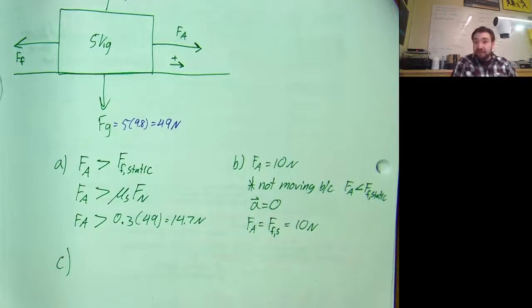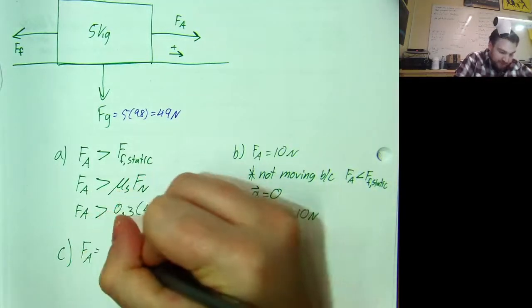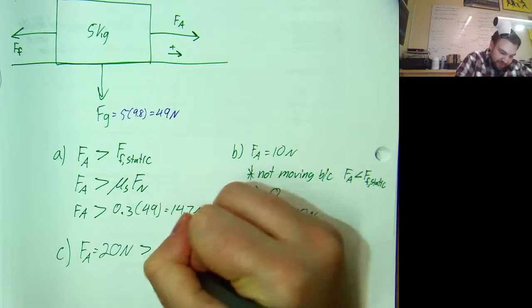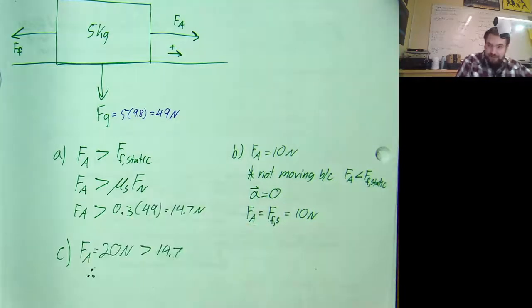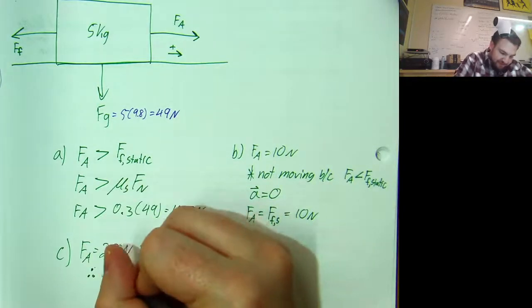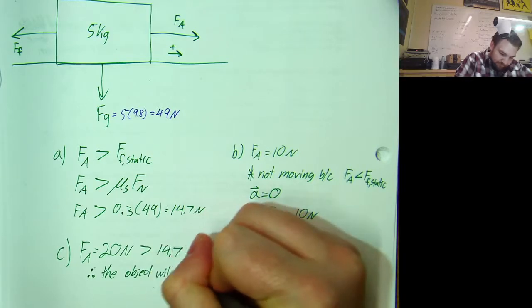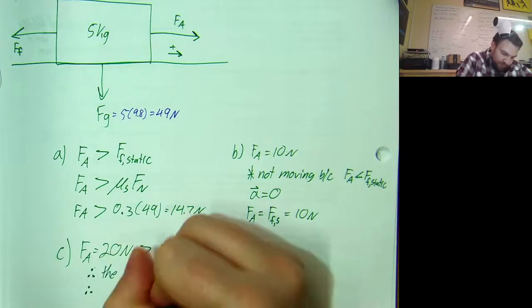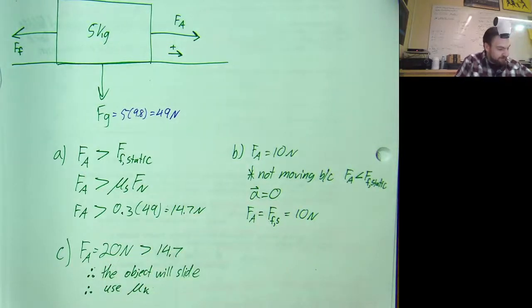Let's look at C. We're told that Fa is 20 newtons. This is larger than 14.7. Therefore, this is what these three little dots mean. The object will slide. Therefore, we're going to use mu k.